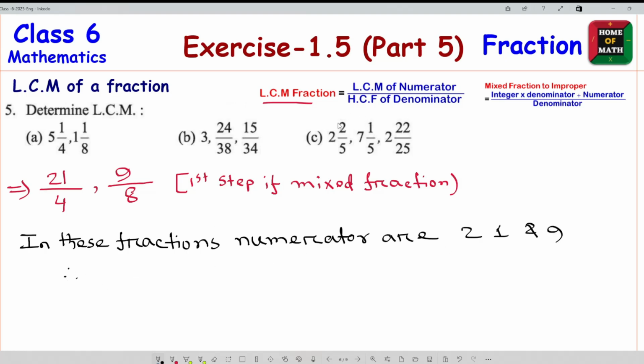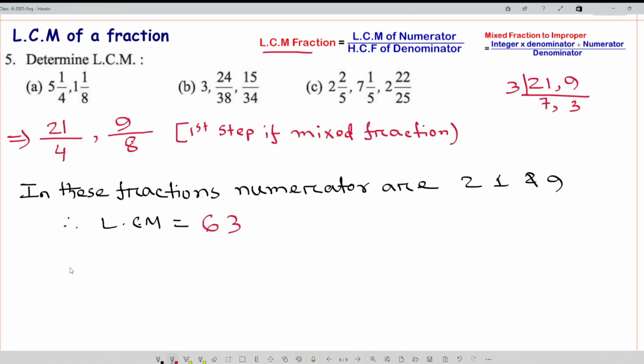So we have to find out LCM. LCM of 21 and 9. First we can divide by 3, so here is 7 and here is 3. Okay, so 3 times 3 is 9, 9 times 7 is 63. So this is 63.